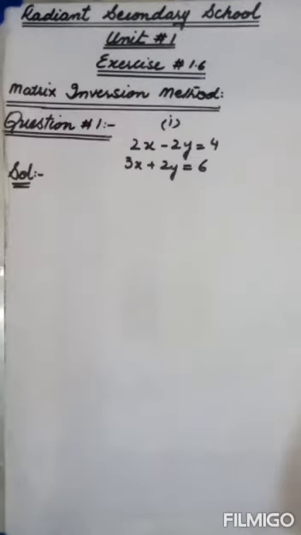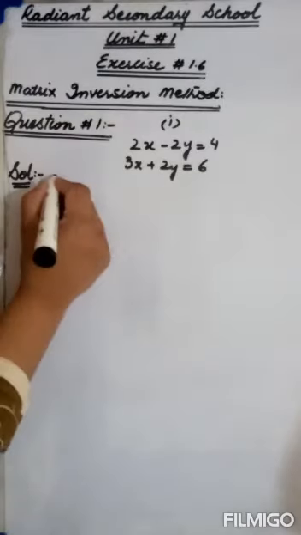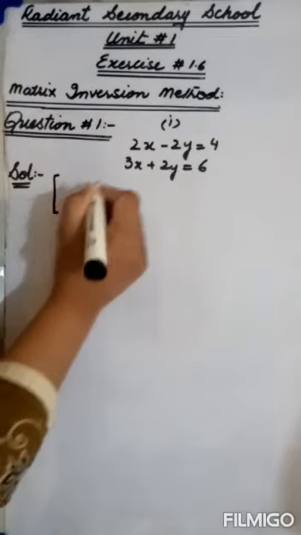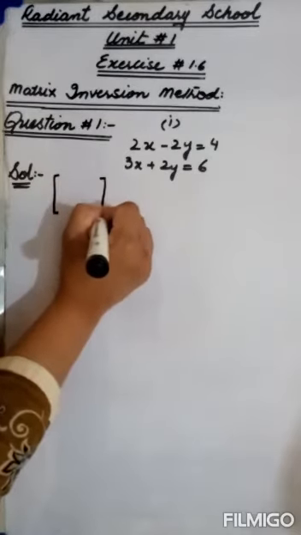Okay students, now this is part number 1 of question number 1, and firstly I am going to solve it with the matrix inverse method. Students, in both the methods, first of all you have to convert these linear equations into the matrix form. And how will you convert it into the matrix form? The first matrix is always of the coefficients.